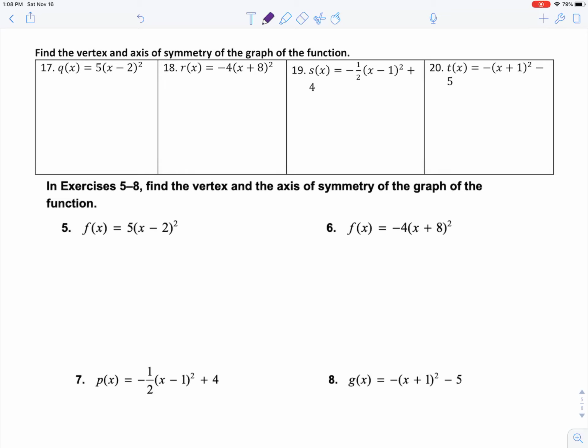All right, guys, for these problems, we want to find the vertex and the axis of symmetry of the graph for the function. These ones are all conveniently in vertex form, so this actually makes the problem very easy, okay?